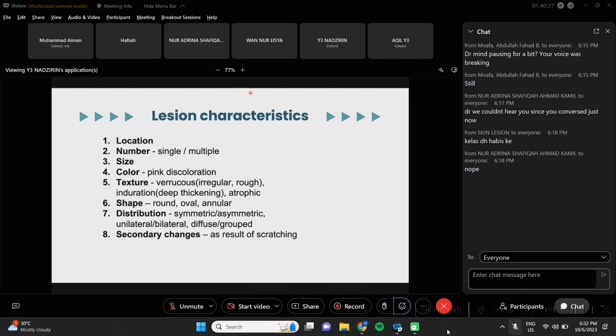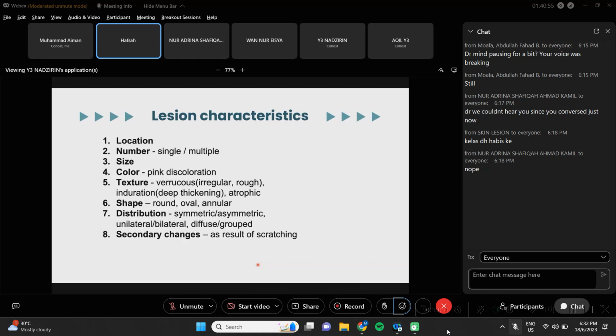You mentioned already the distribution. So for example, I can give you examples like symmetrical rash, includes things like psoriasis. These are usually symmetrical. Unilateral or bilateral, if you're talking about cellulitis, it's usually unilateral. If it's bilateral, you have to think about other differential diagnoses, okay?